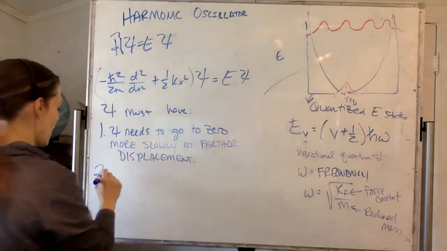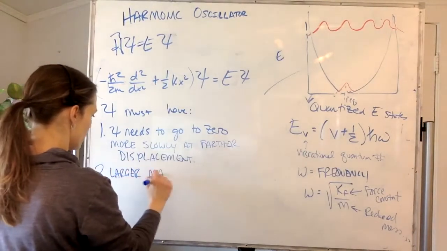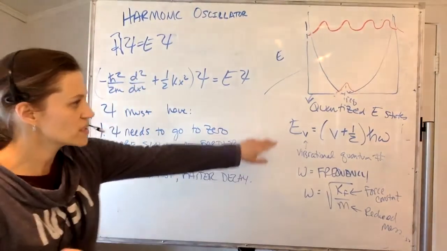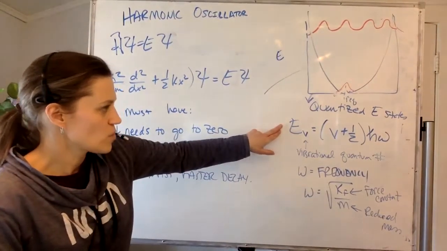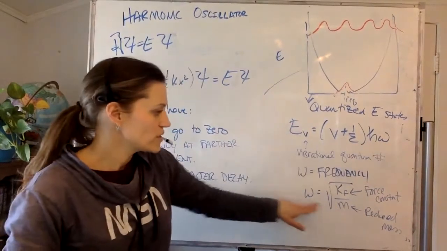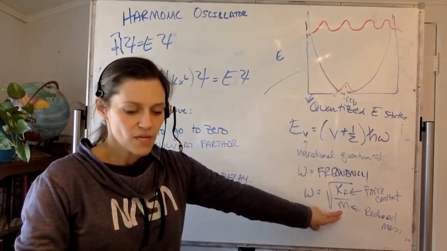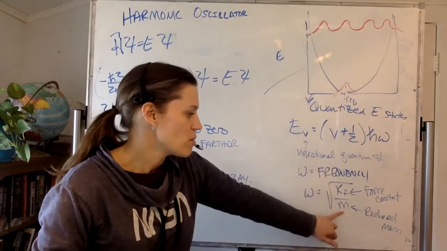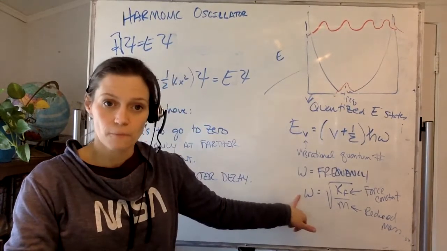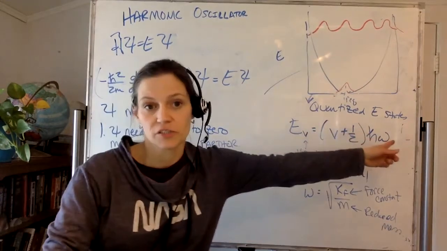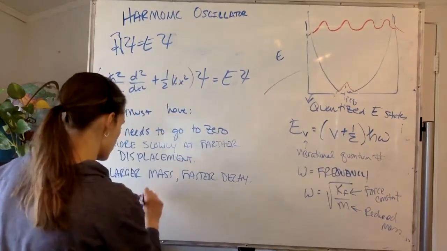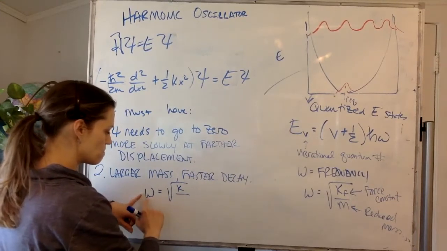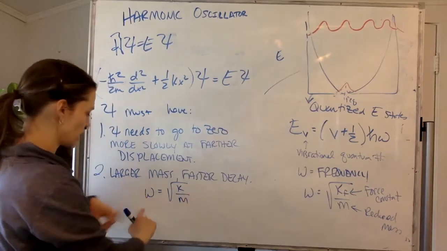Number 2, larger mass, faster decay. Okay, so this comes from the energy being directly proportional to this frequency here, but the frequency is inversely proportional to mass, under the square root. So if this is a bigger value, this needs to be smaller. That means it's going to have a smaller energy associated because it's going to have a smaller frequency. So larger mass, faster decay, which means a smaller frequency because of that inverse relationship.